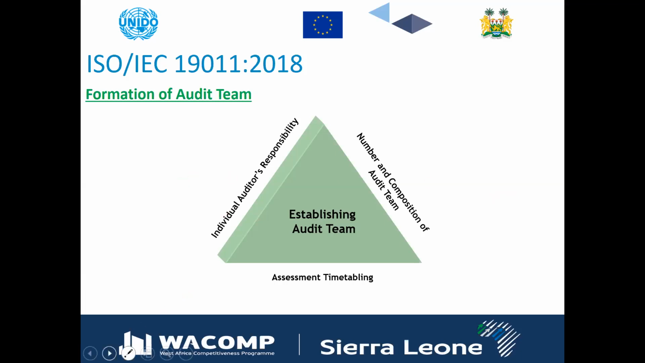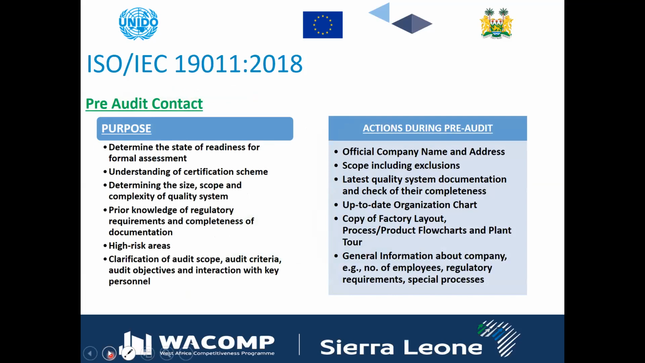Then the next step is pre-audit contact. The initial contact with the auditee may be formal or informal and should be made by the audit team leader, that is the lead auditor. The purpose is to establish the communication channels with the auditee, to confirm the authority to conduct the audit, and to inform the auditee of the proposed timing and the audit team composition.